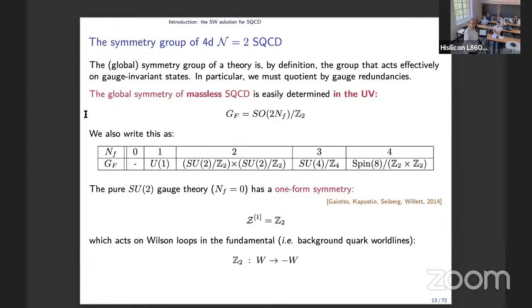Those one-form symmetries were introduced, or clarified, defined, let's say, by a guy that comes in Seiberg-Witten almost a decade ago now. And it's just the symmetry that acts on the Wilson loop in the fundamental. So when there are no quarks, for pure SU(2), there is nothing to screen the Wilson loops. They are nice observables, but there is a Z2 symmetry that just changes the sign of the Wilson loops.